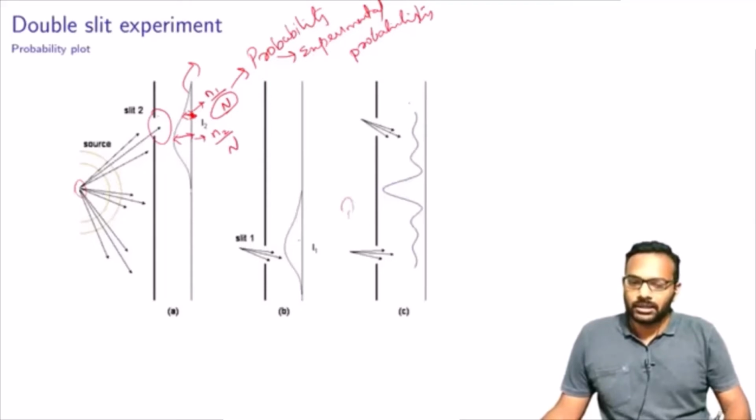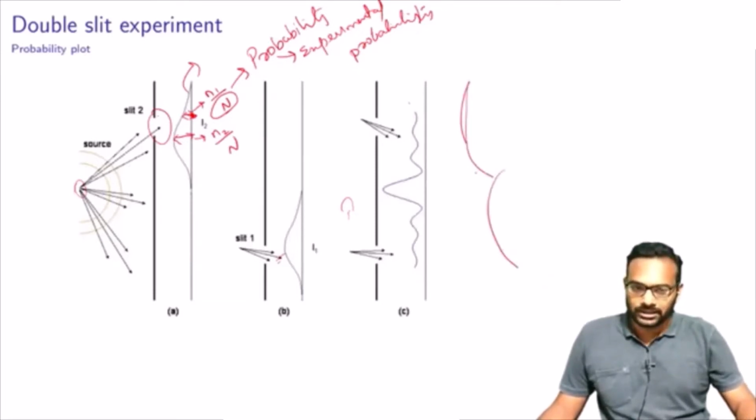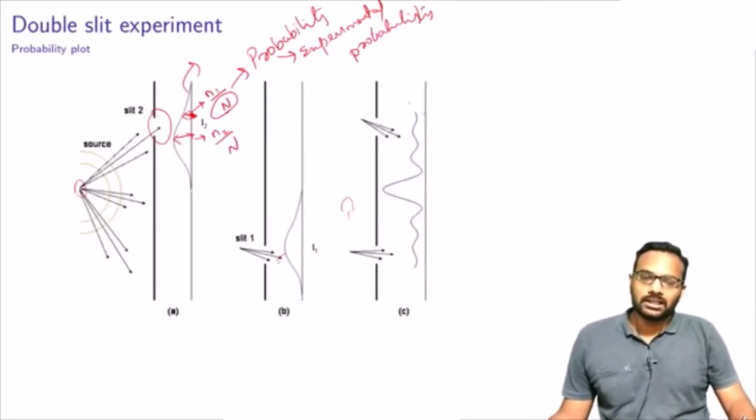Similarly, this is the probability pattern behind this slit. But when both slits are open, you get a different kind of pattern. You don't get just a normal sum of these two patterns. This is what we would get for a machine gun, but that's not what we get. We get this weird probability plot.